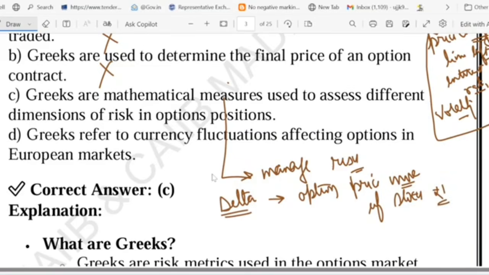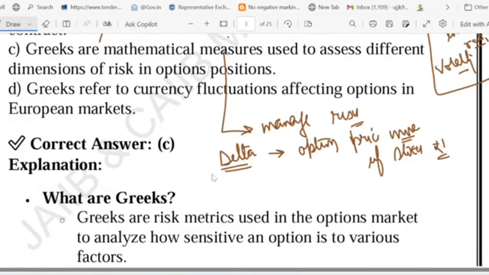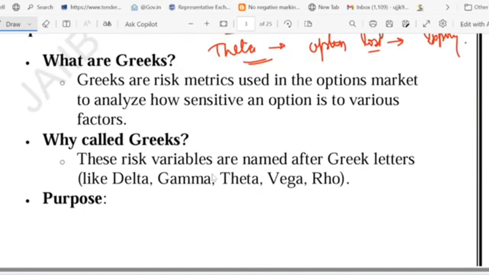Right? And another Greek is theta. These are the Greeks you must know. Delta, theta. So what does theta tell you? Theta shows how much value the option loses every day as it gets closer to expiry. That is theta. Then we have vega.